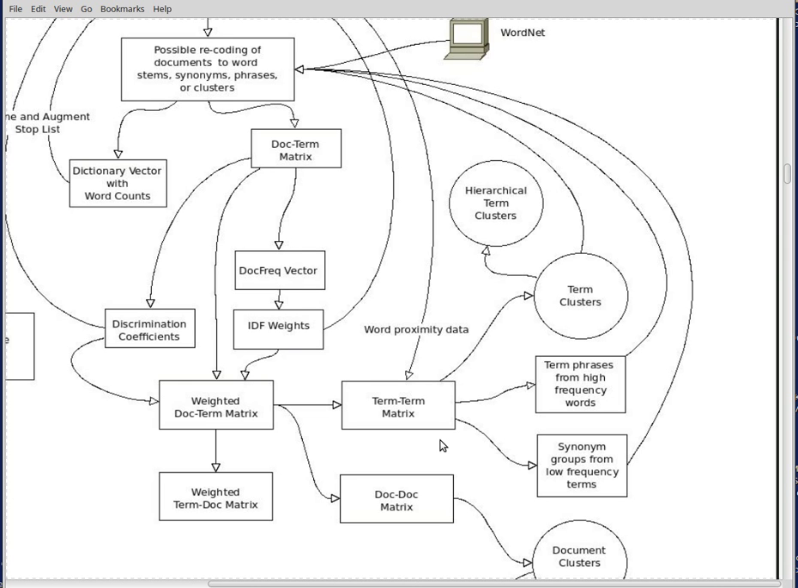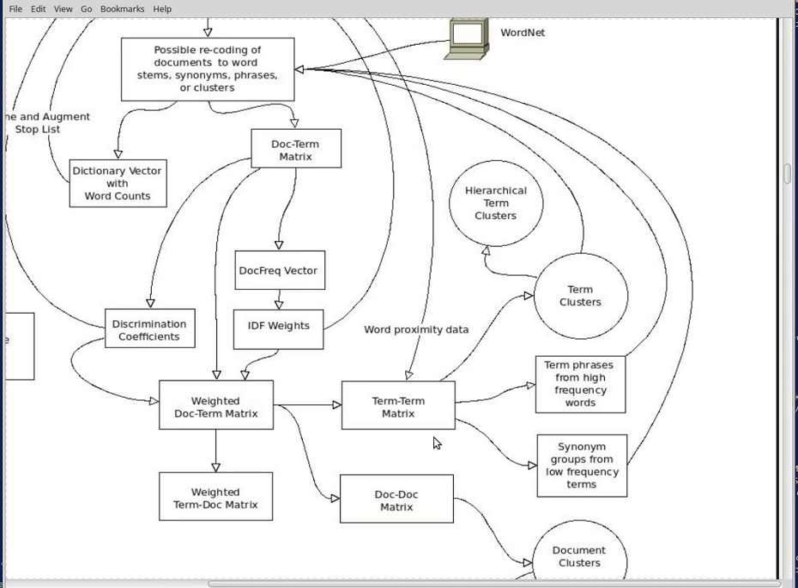So we calculate the term-term matrix, which is initially just a count of co-occurrence. We then make that somewhat more sophisticated, to get a better reading on that, but we start off with count. Once we've got a term-term matrix, what can we do with it? Well, as I mentioned, we can detect term phrases. Why do we want to detect term phrases? Well, term phrases are often built out of high-frequency words, like database systems.